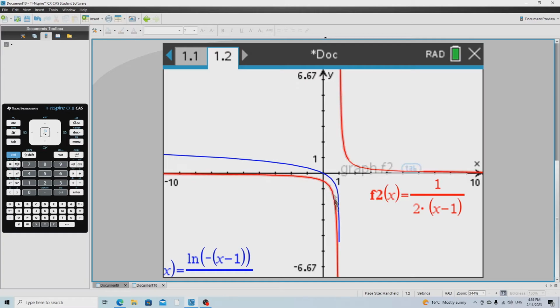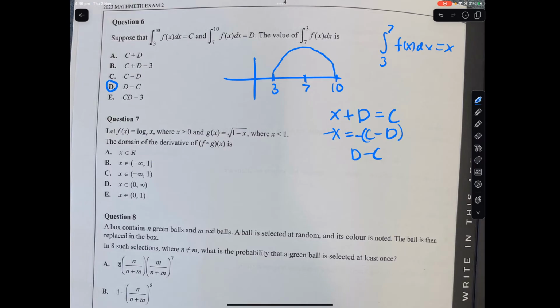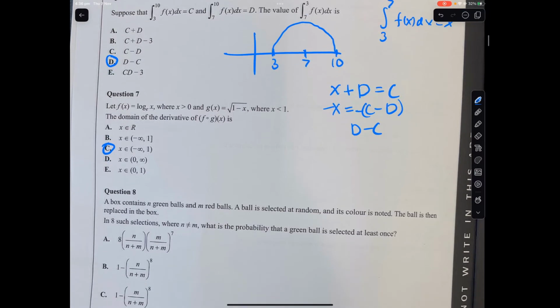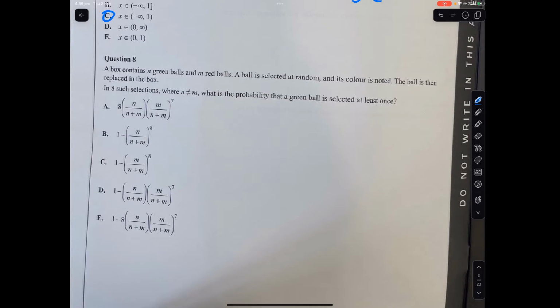C looks like the best because 1 is not included, because if you have a look at f2 of x, it's an actual asymptote. So, yeah. So choose 7C. I hope that's right. So 7C. Okay.